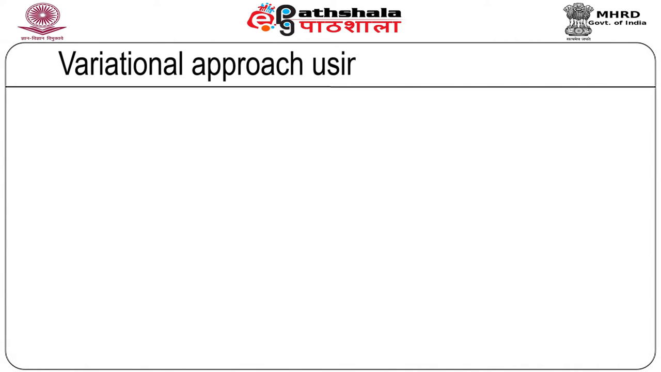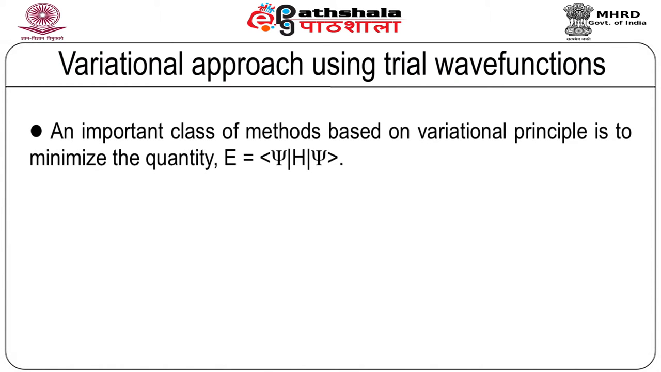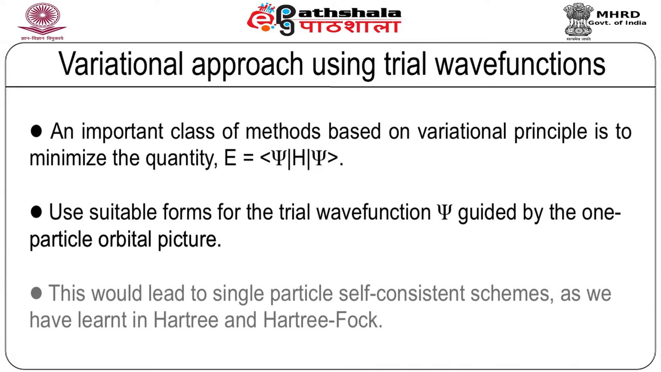Another important approach in solving the many electron problem is the variational approach using trial wave functions. An important class of methods based on the variational principle is to minimize the quantity, the energy, which is given by the matrix element of psi times H times psi, and then use suitable forms of the trial wave function psi guided by the one particle or one electron orbital picture. This would lead to single particle or single electron self-consistent schemes, as we have learned in Hartree and Hartree-Fock methods, which were discussed in modules 17 and 18.